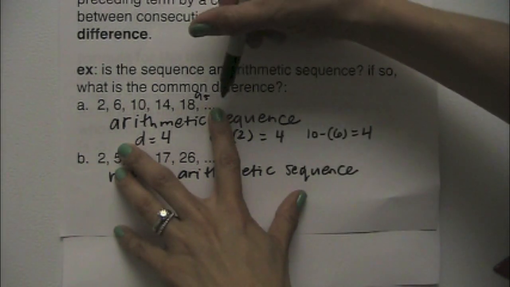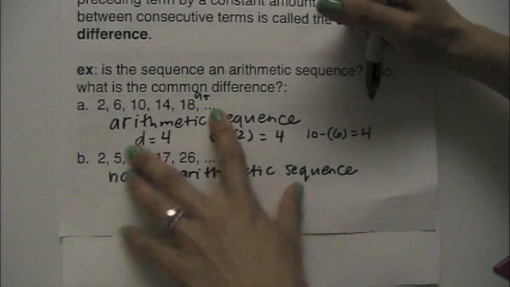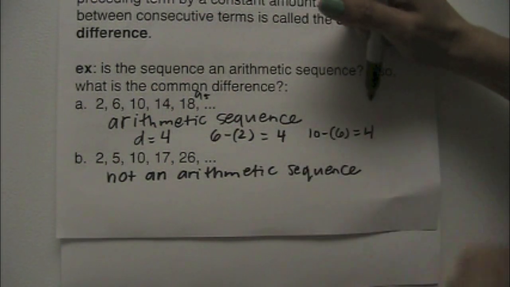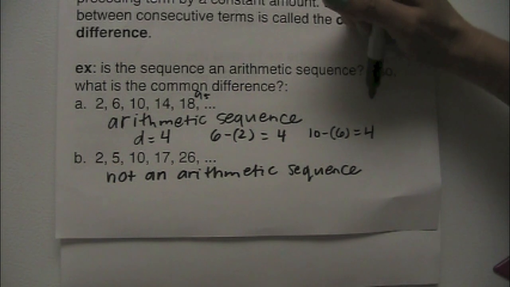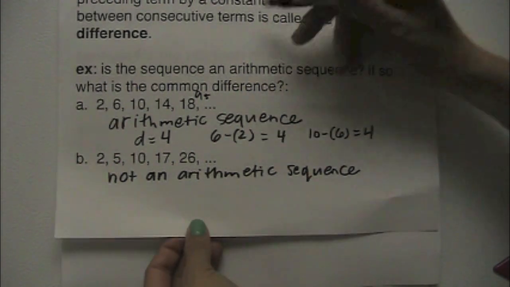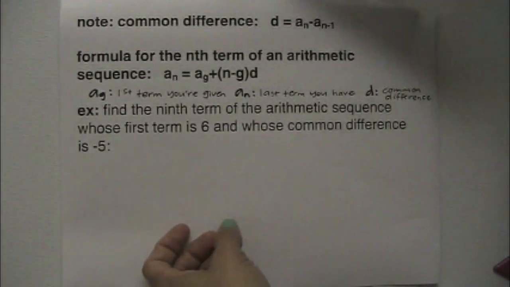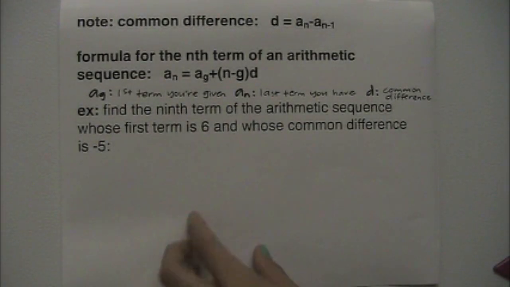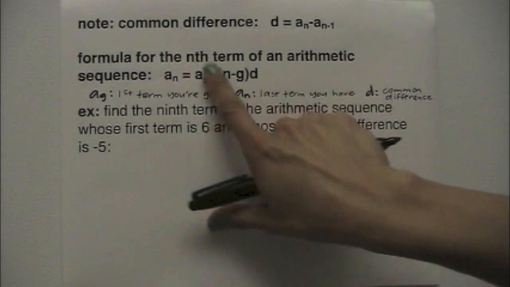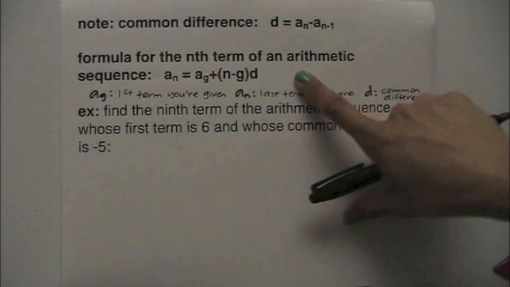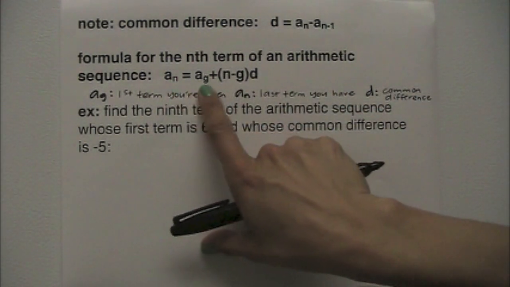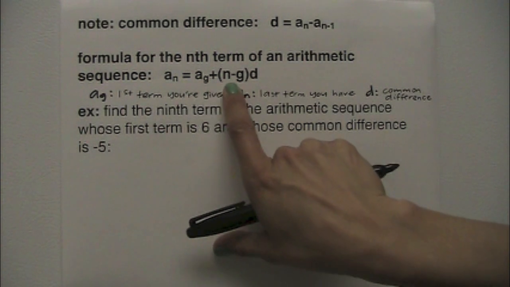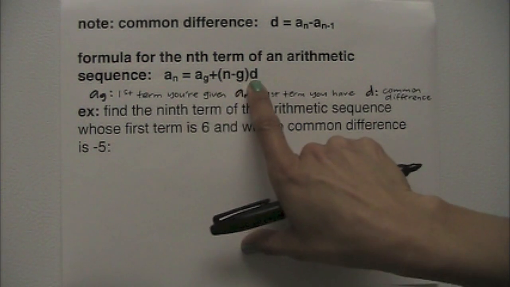But if I wanted to find a sub 15, you could still keep adding 4 each time and finally get to a sub 15. But if you were ever asked, what is a sub 227, you probably won't want to keep adding 4 every time. So we have a formula for that. Here's the formula for the nth term of an arithmetic sequence. It says a sub n equals a sub g plus the quantity n minus g times d.